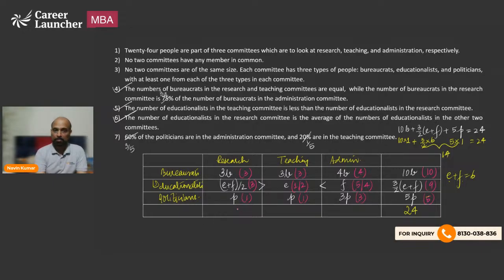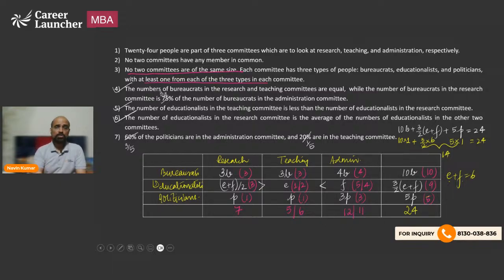What is the total number of people in the research? 7, sorry, not 9, 7. What is the total number of people under the teaching? 3 plus 1 plus 1, that is 5, or 3 plus 2 plus 1, which is 6. Total number of people in the admin committee, 4 plus 5 plus 3, which is 12, or 4 plus 4 plus 3, which is 11, which makes this statement perfect. And we have at least 1 from each of the 3 types in each committee, so there is no 0 also. So it wasn't difficult.